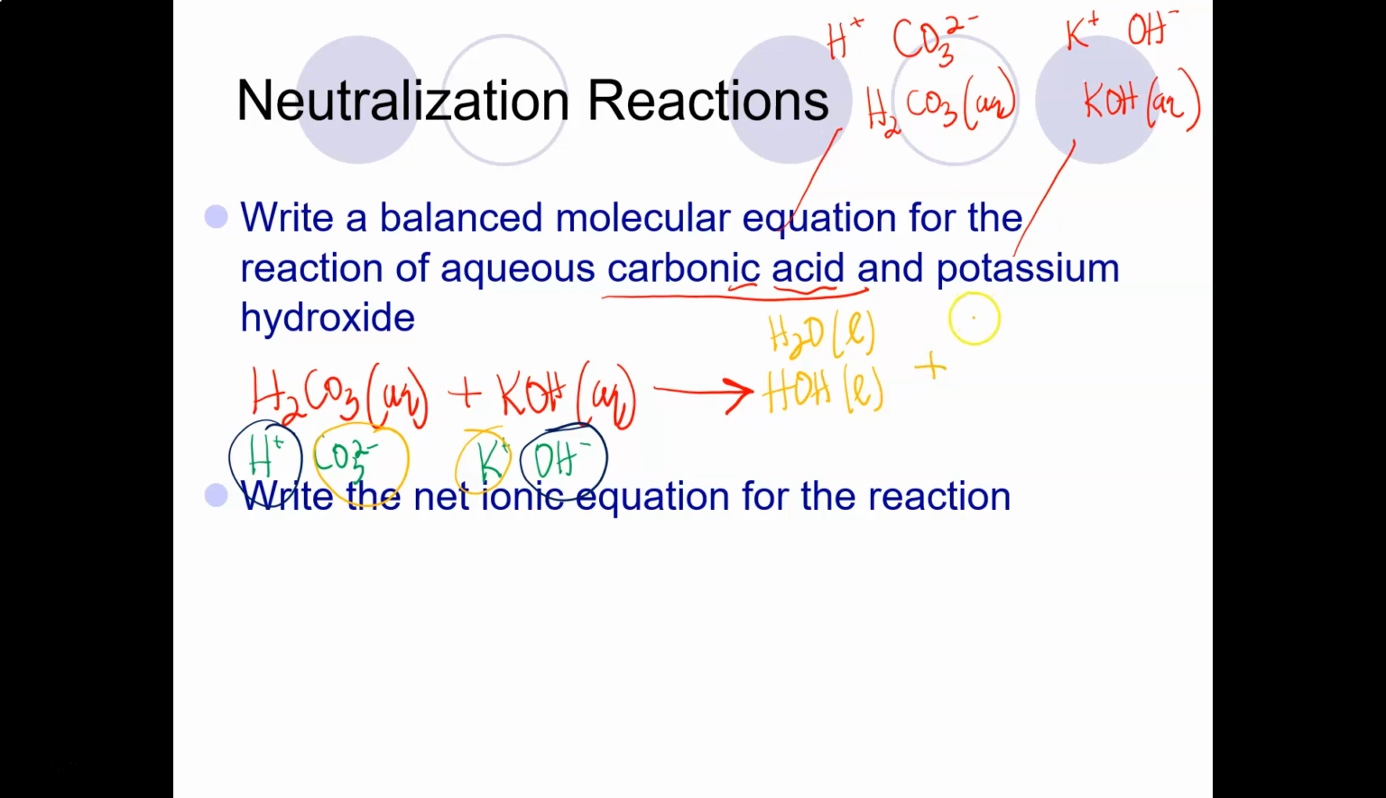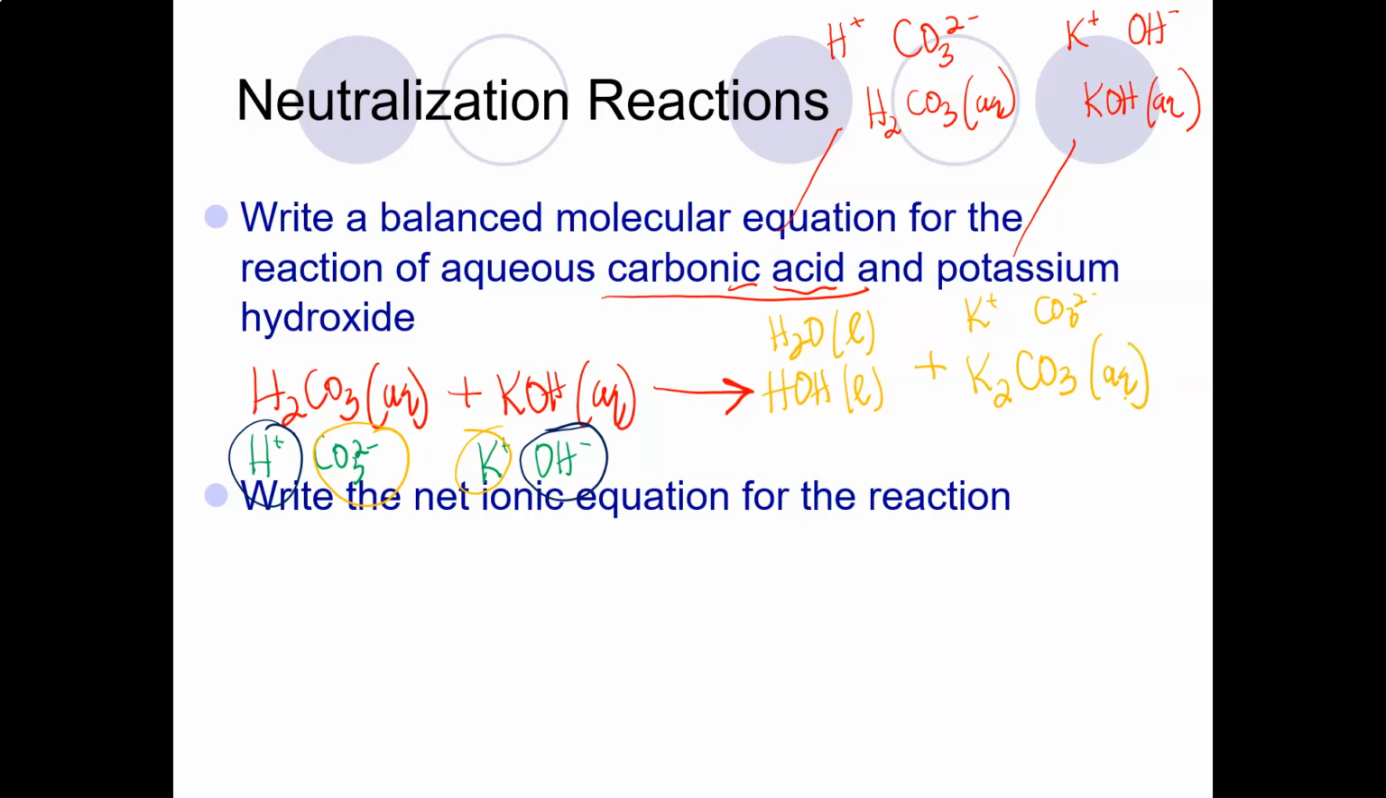My other compound is going to be potassium ion and carbonate ion. When I make a compound with that, it's going to be K2CO3. I would have to check the solubility rules. Carbonates are in the insoluble section, but there is a set of exceptions, and potassium is one of them, so this is going to be aqueous.